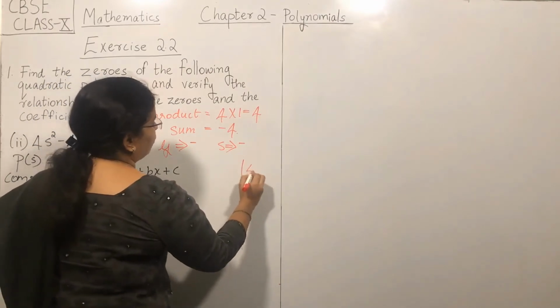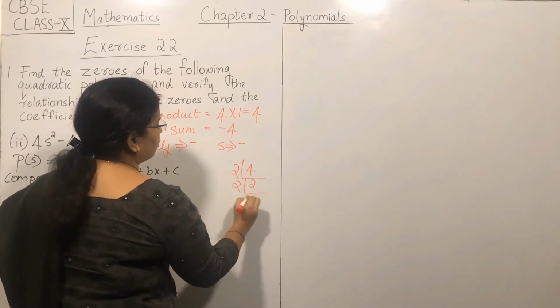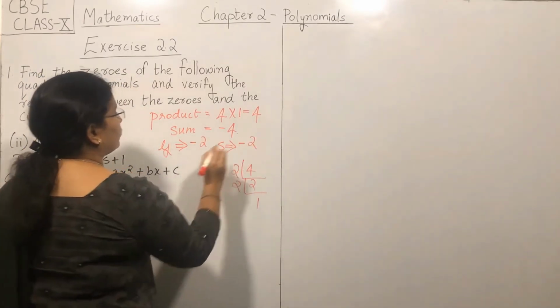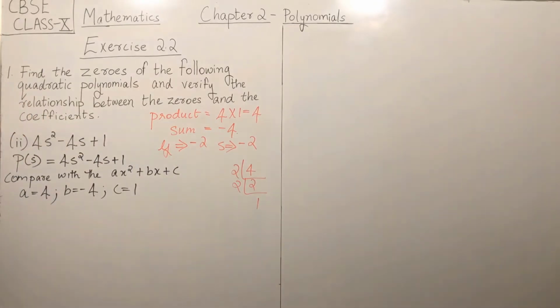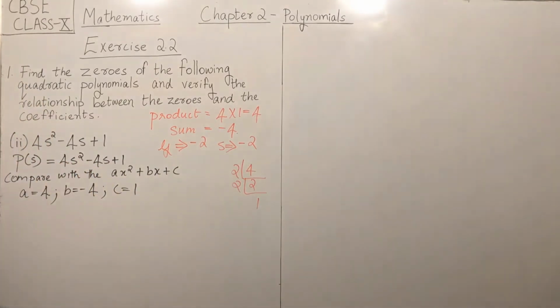To find the numbers, we can factorize 4: 2 and 2, minus 2 and minus 2. These are the numbers. You can split the middle term.